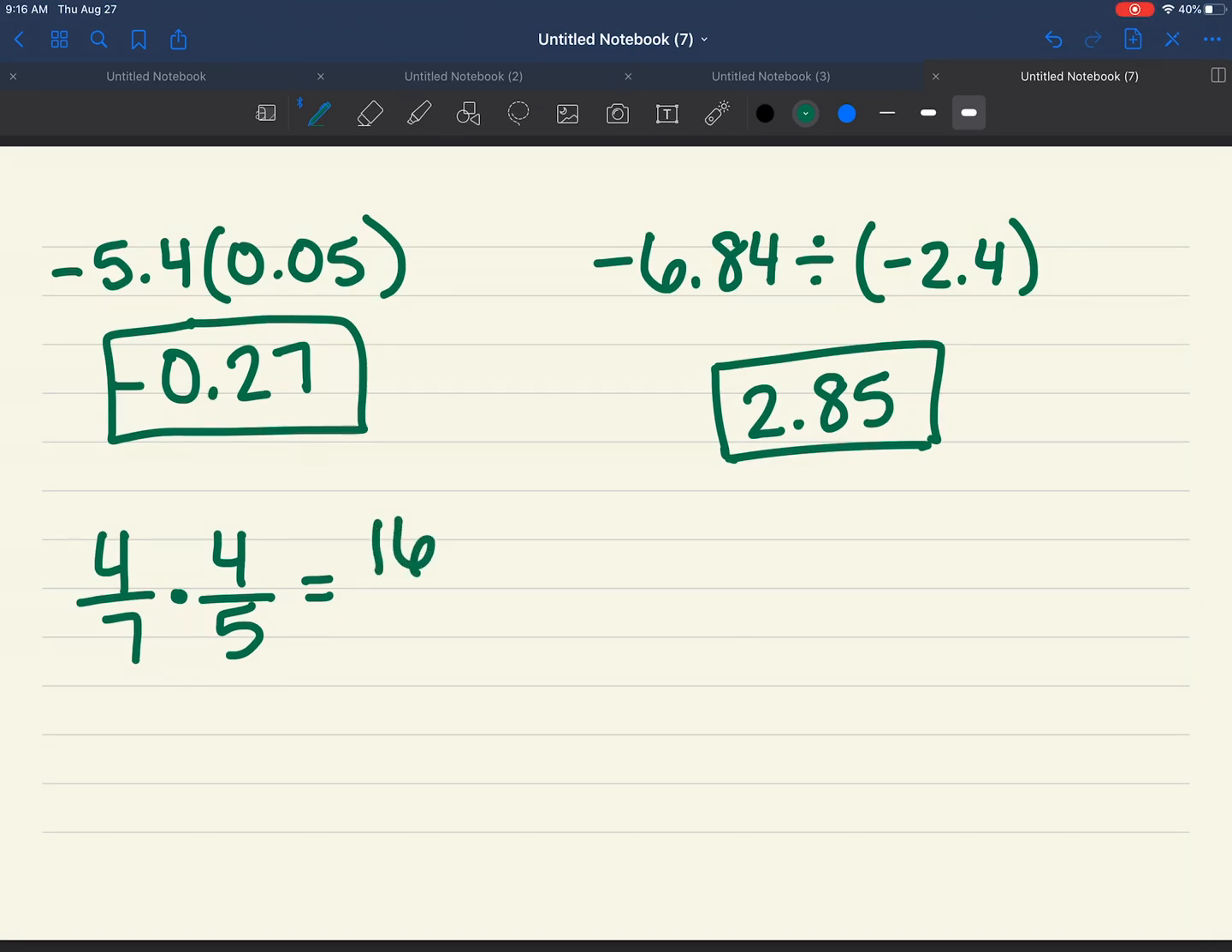16/35. Okay, now should you always check again for simplifying? Yes, because even sometimes when you cross simplify, you still might have to simplify at the end. Can this be simplified? No. Okay.